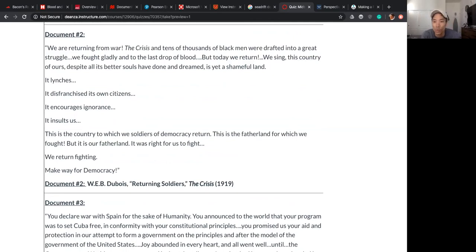Okay, document number 2. This was another passage of writing from the great W.E.B. Du Bois, the great African-American civil rights activist from the first half of the 20th century. And what he writes in here is a description of what tens of thousands of African-American soldiers were signing up for during World War I, the promises that were made to them, the sacrifices that they made, the contribution that they made to their country. But yet when they come home, he describes how America treated these Black veterans.